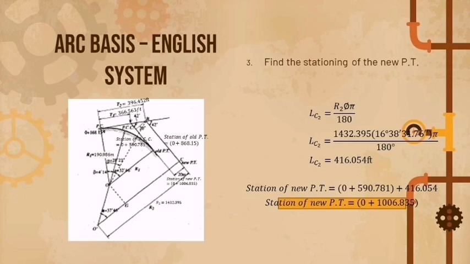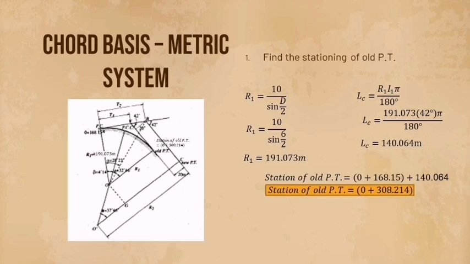So for the stationing of new PT, it is 0 plus 590.781 plus the LC2 or the length of curve 2, which is 416.054, and we'll get the answer of station of new PT equals 0 plus 1006.835. And now we are using the chord basis metric system.